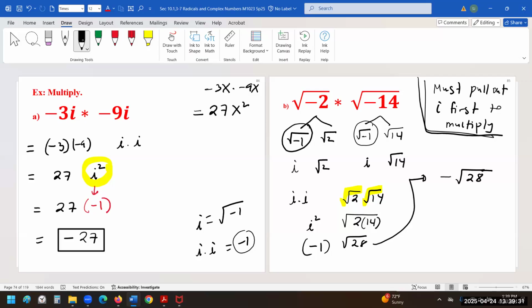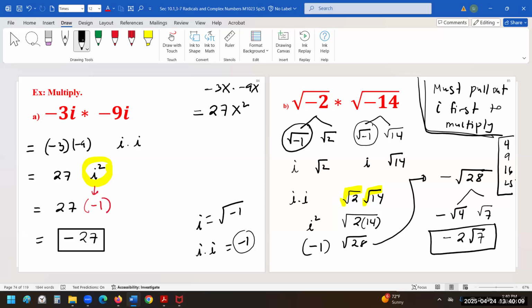But do we stop here? Remember, anytime you can break your number, you always have to break it down to simplify. Can you divide 28 by any perfect square number? Like 4, or 3 squared is 9, 16, 25. Can you divide your 28 by any one of these? 4. So you have to split it: 4 and what? 7. What is square root of 4? So -2 square root of 7. And now you stop because you cannot simplify square root of 7 anymore.